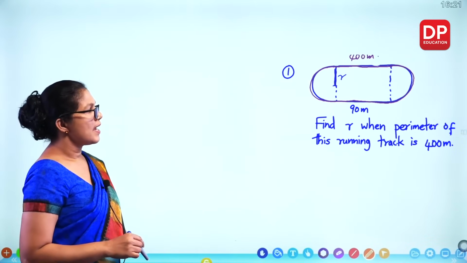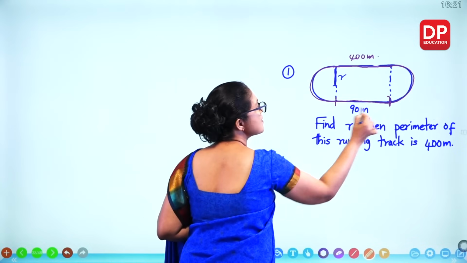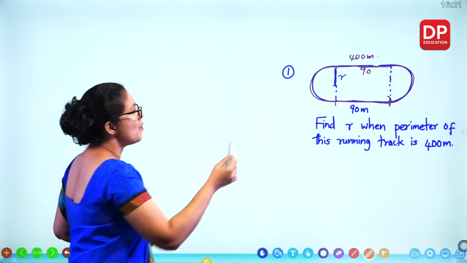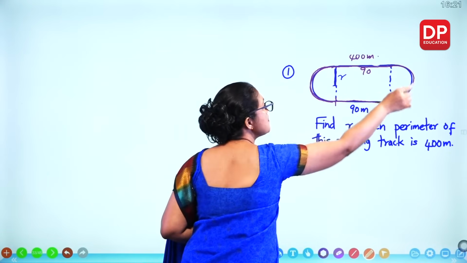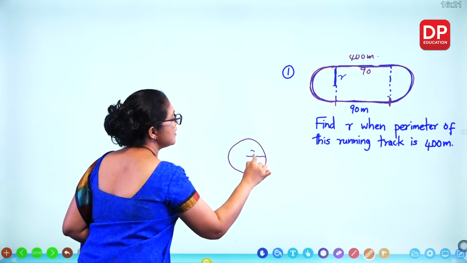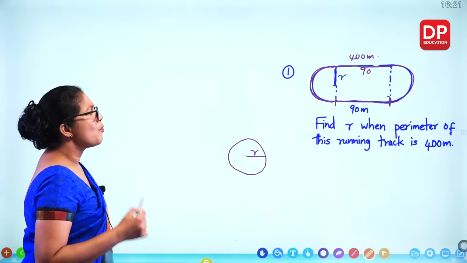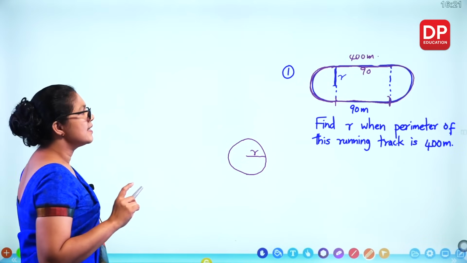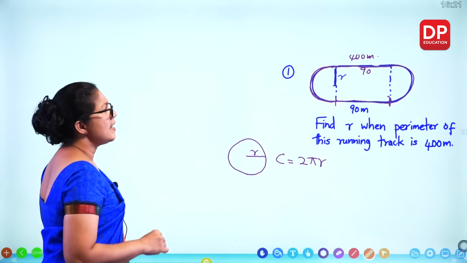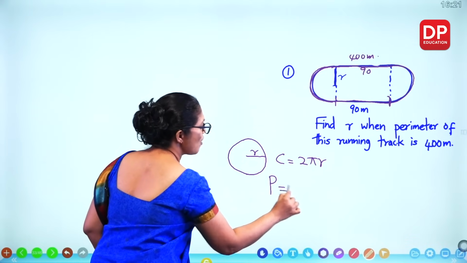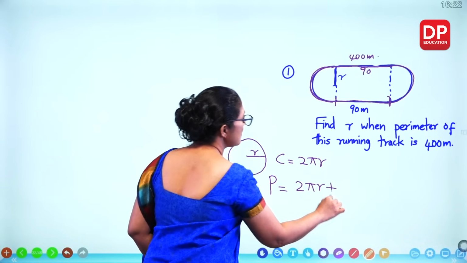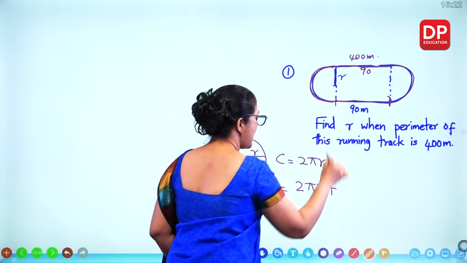So how can we do that? We know this distance is 90. This is a rectangle, so this is also 90. Now, can you see this semicircle and this semicircle? You get one full circle. And this is the radius r. So what's the circumference of a circle? We know that circumference is 2 pi r. So what's the perimeter of this figure then? It is 2 pi r, that's the full circle, plus 90 and 90.